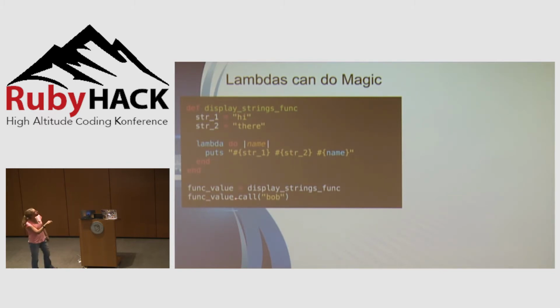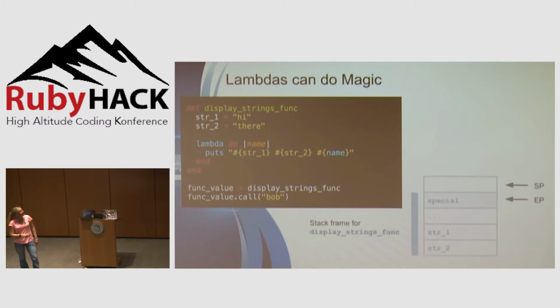And this bit of code works. And if you know anything about how stacks work, you'll know that the fact that this line of code actually works is quite amazing. Now, to show you what I mean, let's take a look at what happens on the stack during this method call. So here's the usual stack frame for display strings func. String 1 and string 2 local variables are on there. Environment pointer set, stack pointer set.